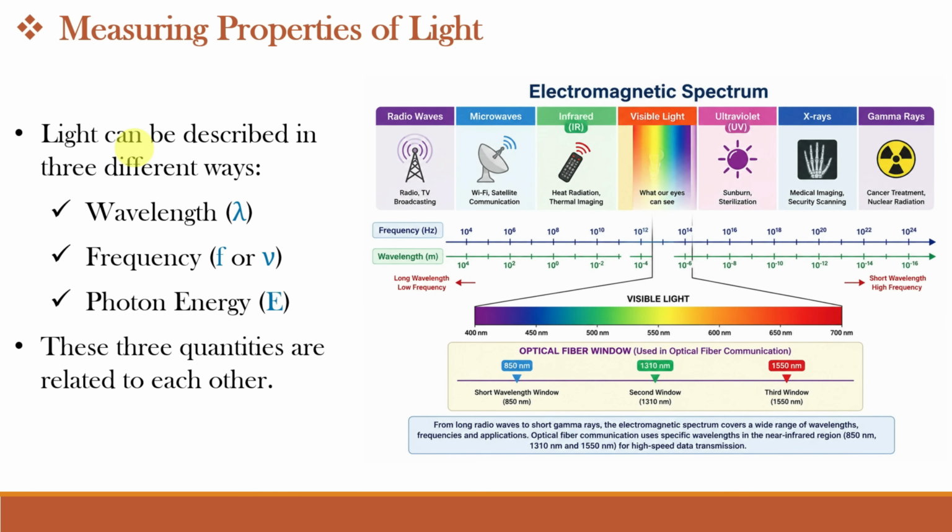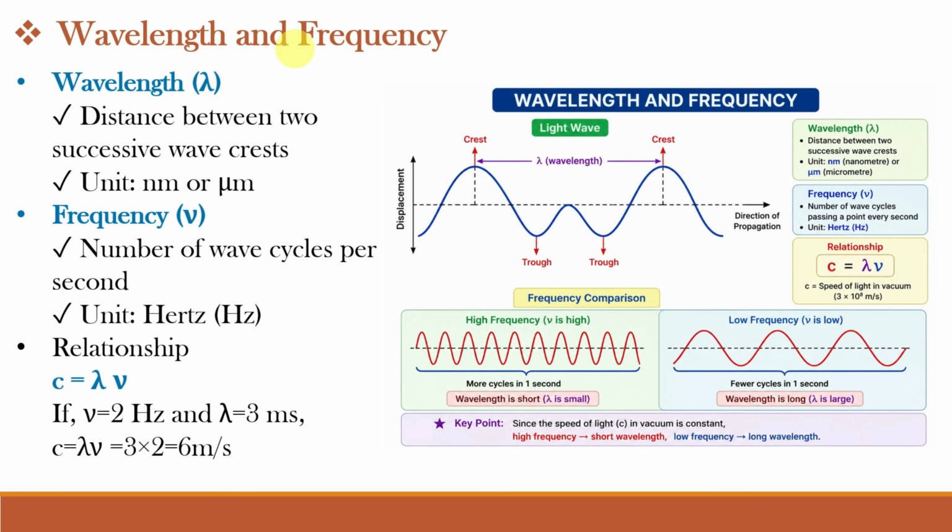In optical fiber communication, light is mainly described using three properties: wavelength lambda, frequency f or nu, and photon energy E. These properties are related to each other and we will understand them one by one. Let us understand the first two properties used to measure the light, that is wavelength and frequency.